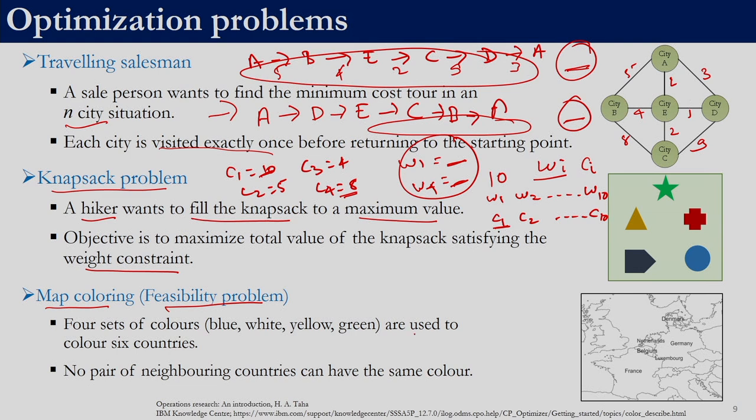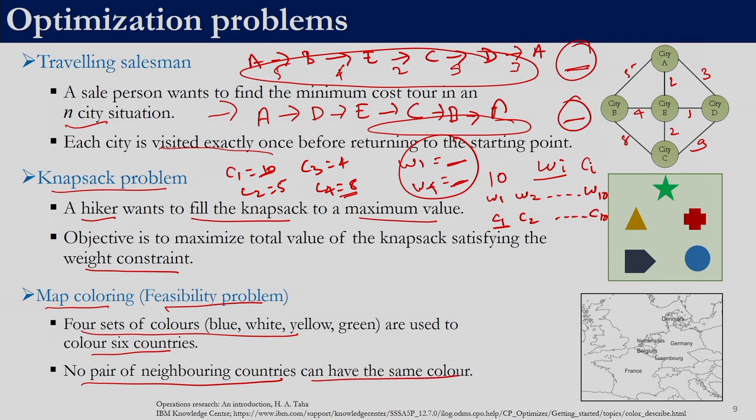Here there are six countries, as shown over here: Netherlands, Belgium, Luxembourg, Germany, Denmark, and France. The task is to color each country such that no two countries which are neighbors are colored with the same color. We have four colors: blue, white, yellow, green. Each of the six countries is to be colored by one of these four colors, and the constraint is that no pair of neighboring countries should have the same color.